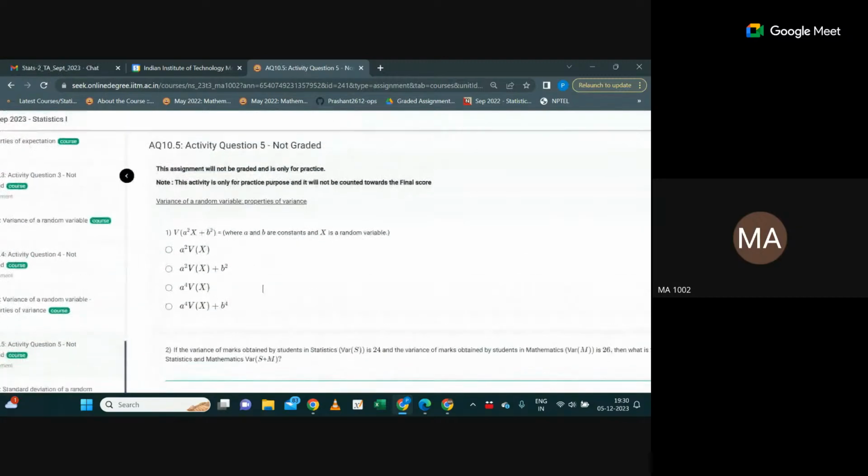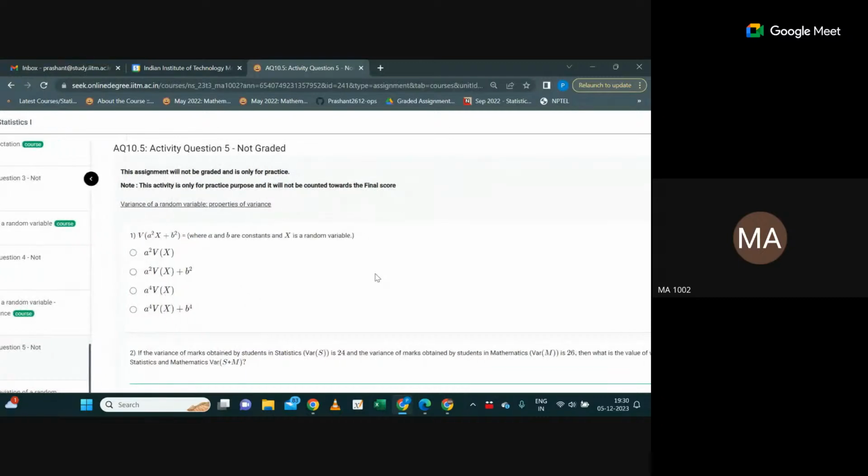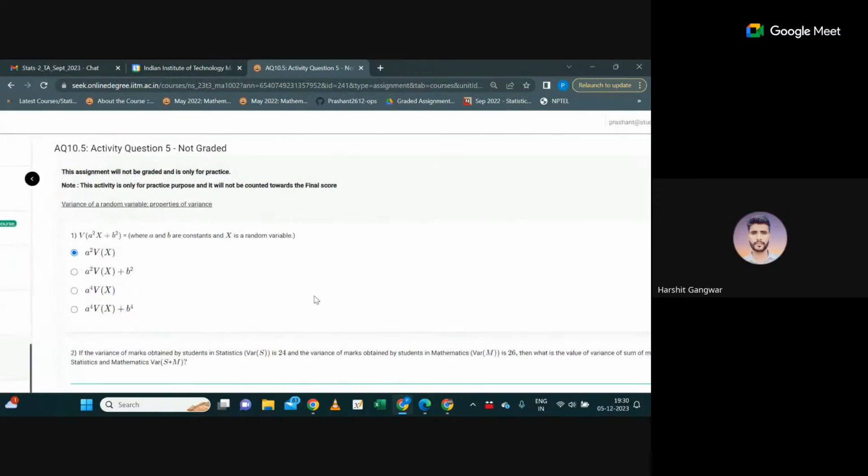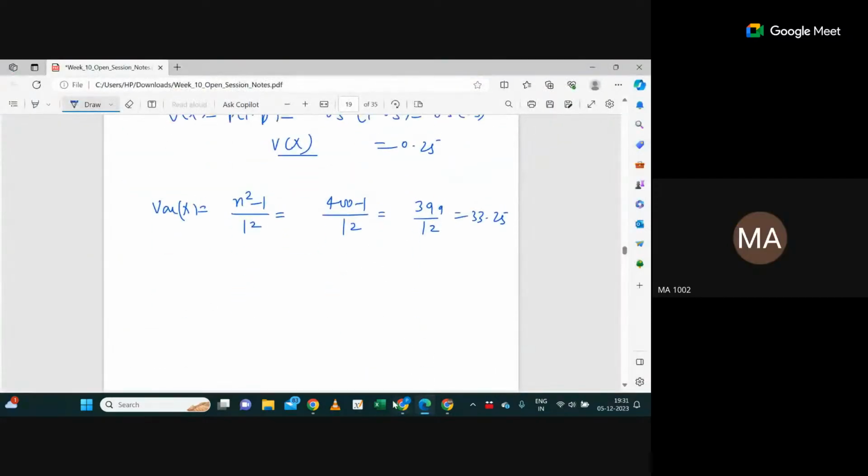So let's do some questions from activity 10.5. Questions related to variance property. Tell me which option should be correct. A. Anybody else? No, sir, B option. Okay. I'm getting the majority with option number A.